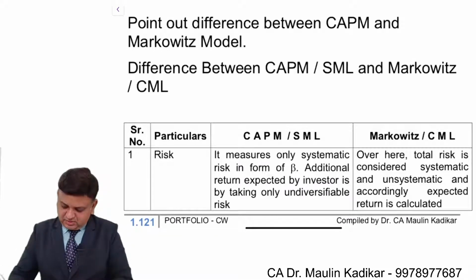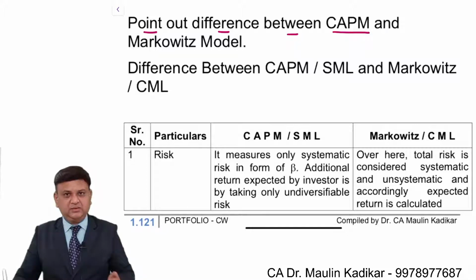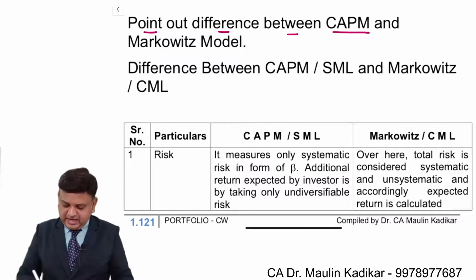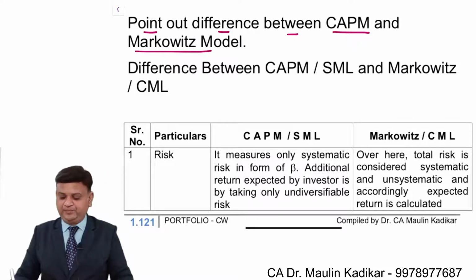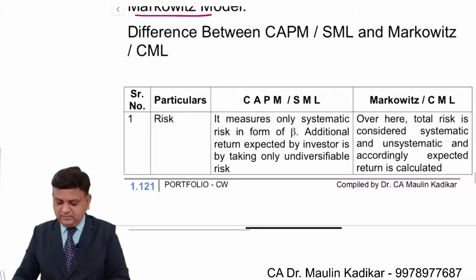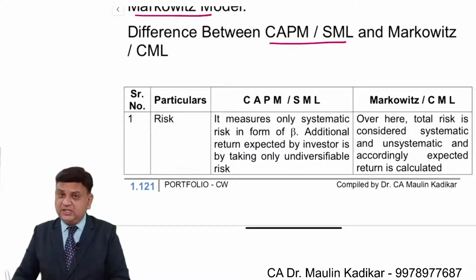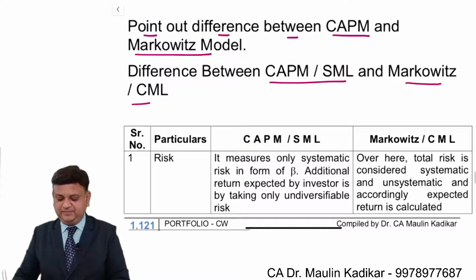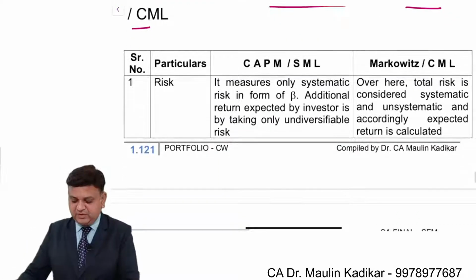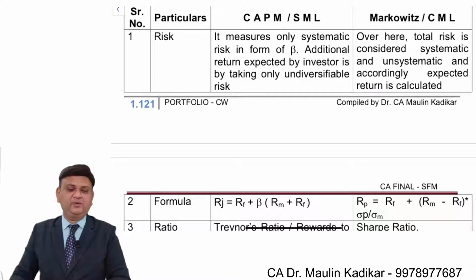Let us see the next question. The question says: point out the difference between CAPM, the Capital Asset Pricing Model, and the Markowitz model. So what are the differences between both of them? Or the question says: what is the difference between CAPM/security market line and the Markowitz model, that is called the capital market line. That is the kind of question it can be. I have provided the answer to the question along with it.